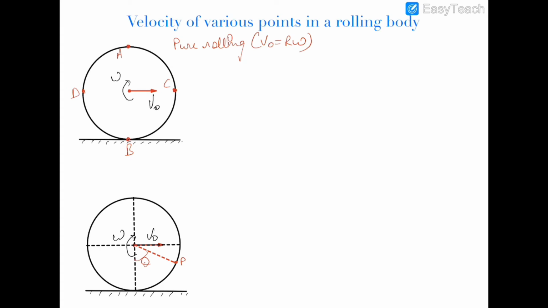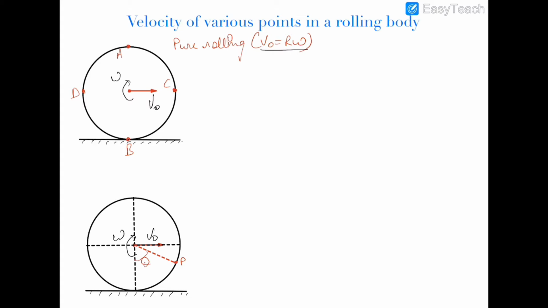In this video, we are discussing the velocity of various points lying on a body which is in the state of pure rolling. We are considering a ring which is pure rolling on the ground, and the center is moving with the velocity of V0, and the ring is rotating about the central axis with an angular velocity of omega. Now we know that for pure rolling, the velocity of point B should be 0 and therefore V0 should be equal to R omega.